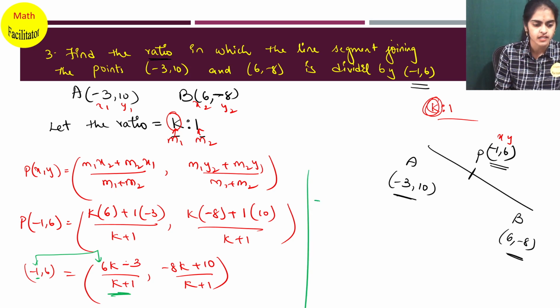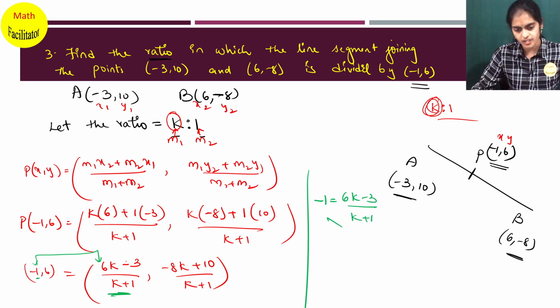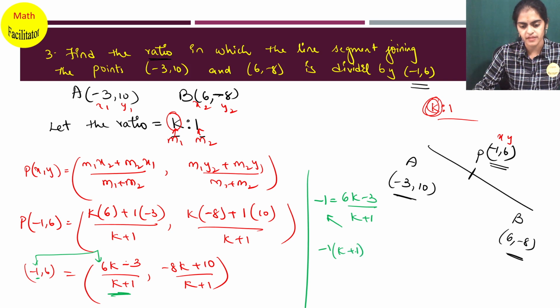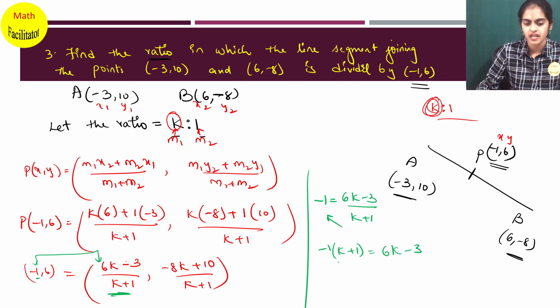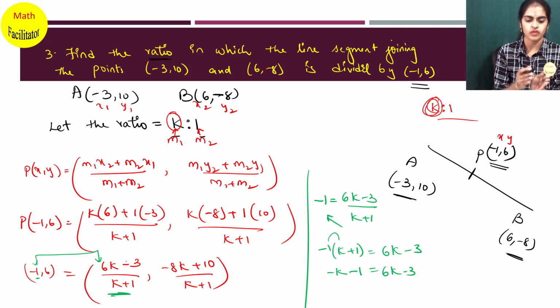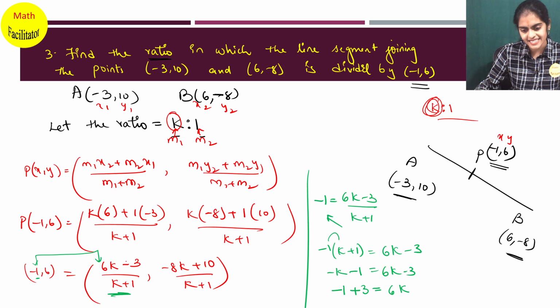So what do we get here? -1 is equal to 6k minus 3 divided by k plus 1. Just cross multiply. So -1 into k plus 1 is equal to 6k minus 3. -1 into k is minus k, and -1 into 1 is -1, equal to 6k minus 3. Now let us take all k terms to one side, constants to one side. So I'm taking -1 here, -3 transposing here, it will be +3 is equal to 6k minus k transposing to the other side, it will be plus k. So -1 plus 3 is 2 is equal to 6k plus k is 7k. So k equal to, you will get it as 2 by 7.